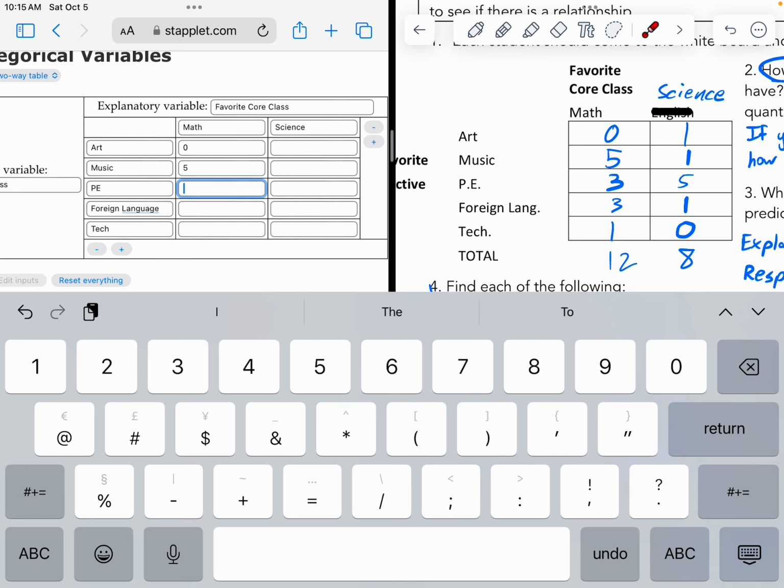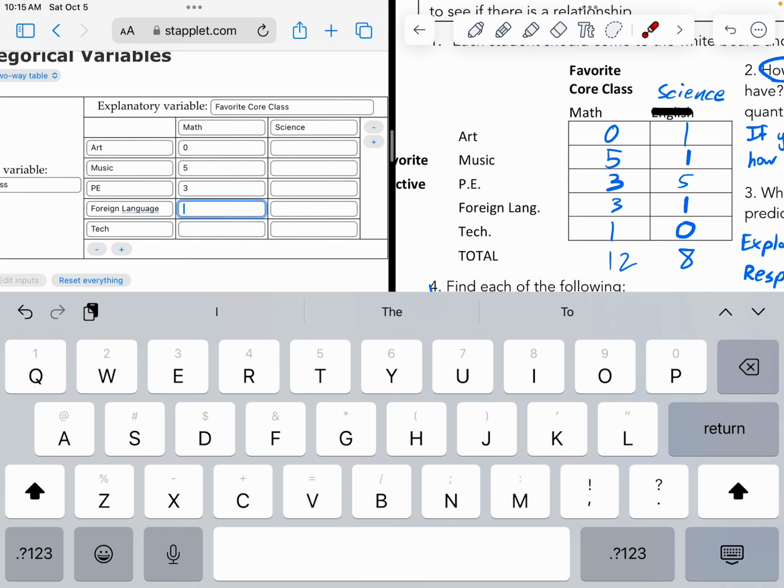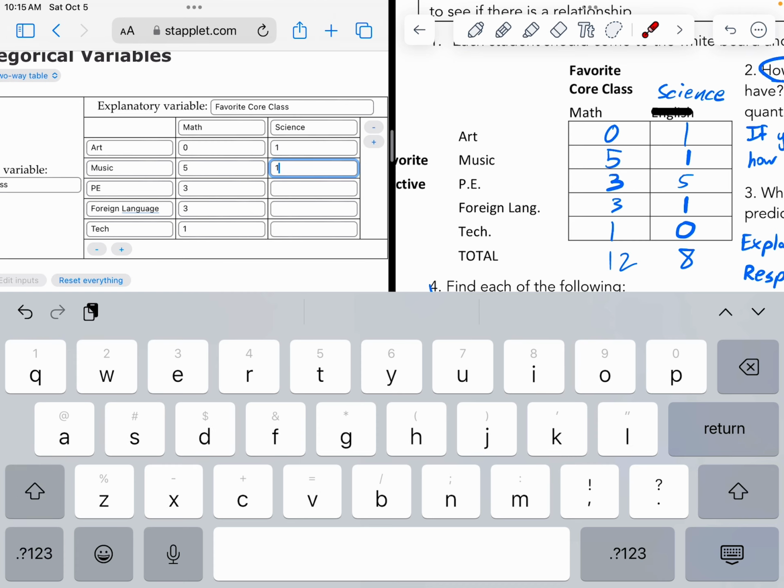This is putsy, but this is a lot better than making this thing by hand. I'll tell you that. It'll color code it for us.